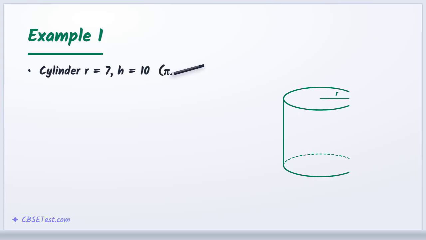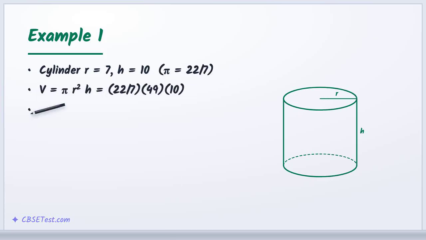Take a cylinder of radius 7 and height 10, using π as 22/7. The volume is πr²h. The 7 cancels nicely, leaving 22 times 7 times 10, which is 1,540 cubic units.